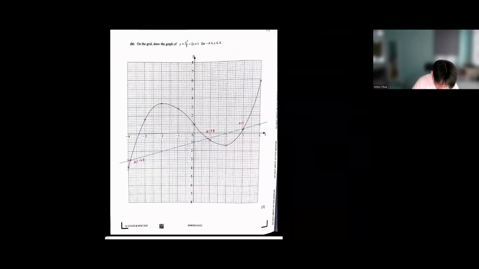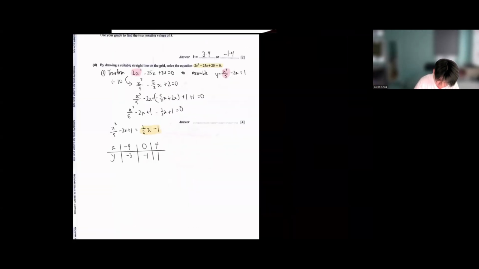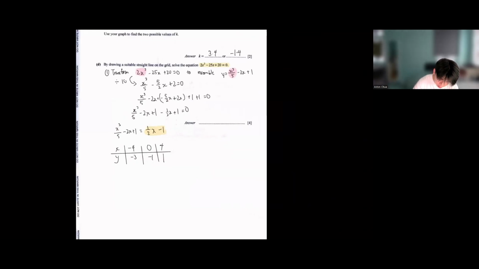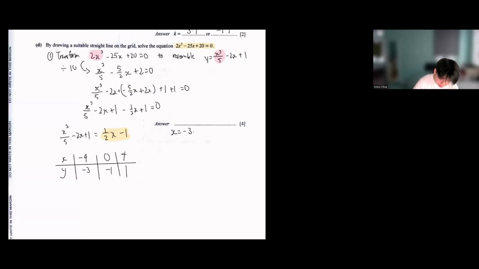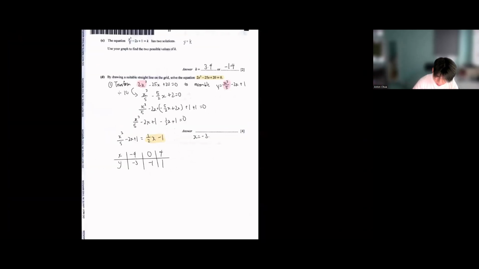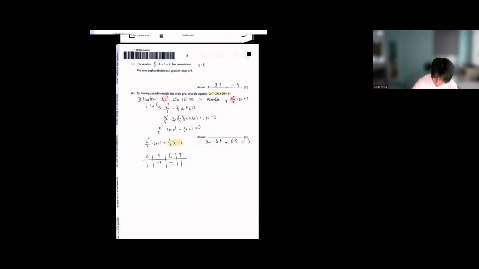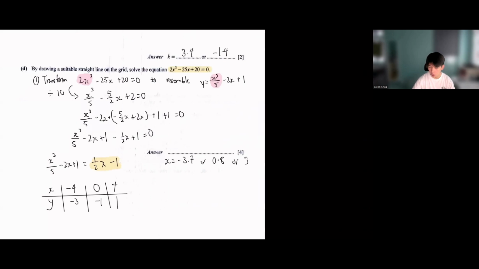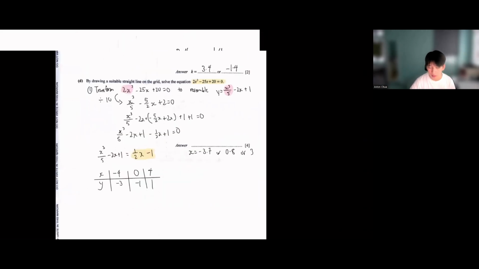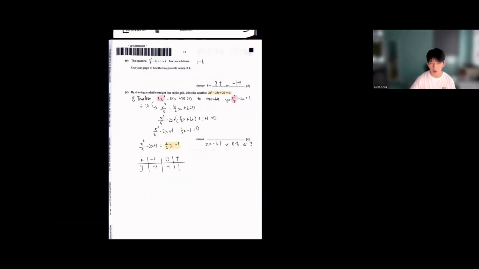But anyways, your value should be x equals to minus 3.7 or 0.8 or 3, or anywhere that is close to these numbers is acceptable as well. Okay, so that is it for question 4.